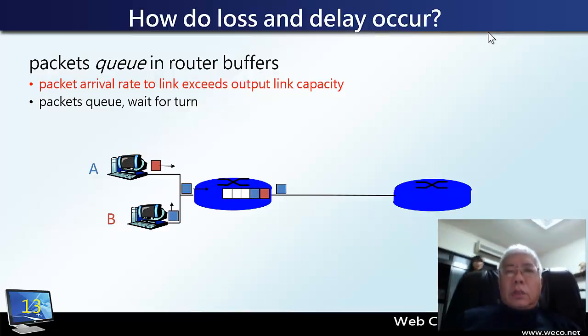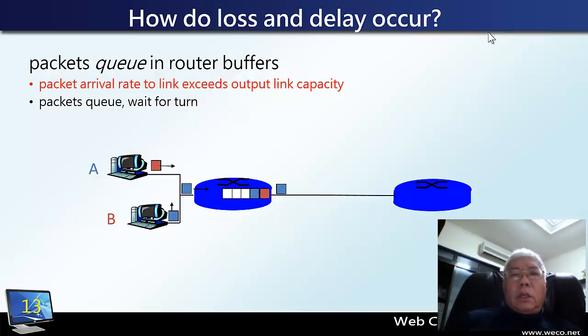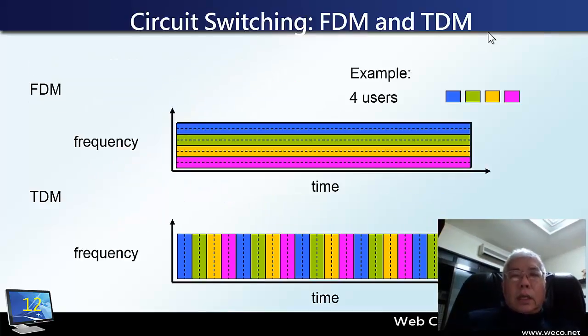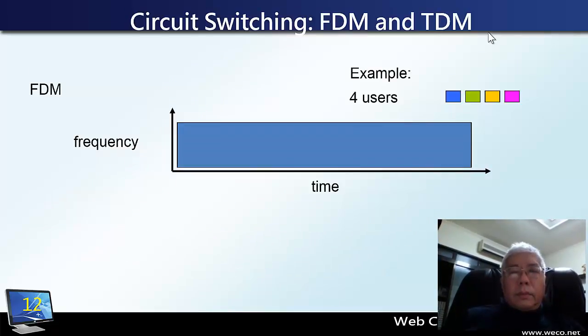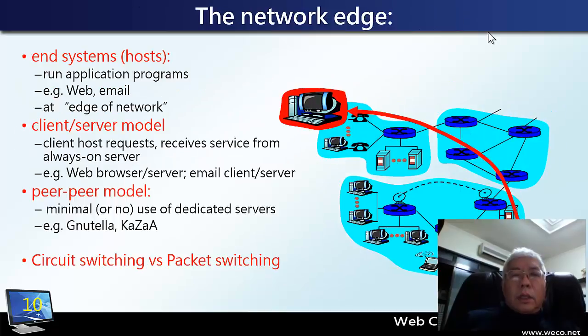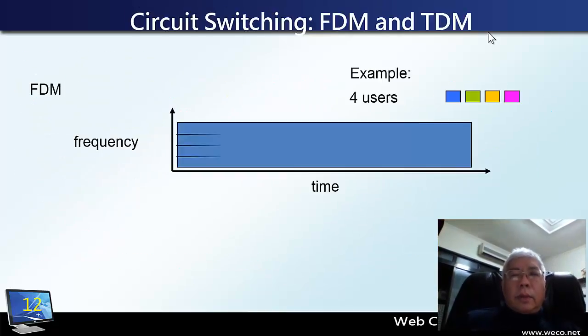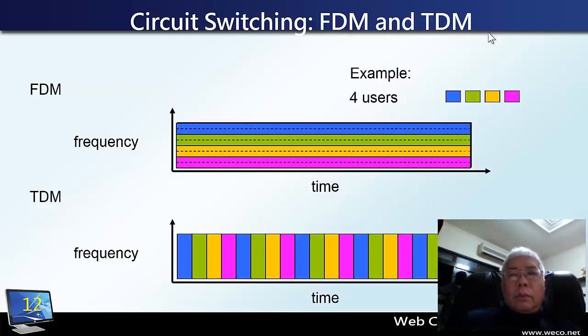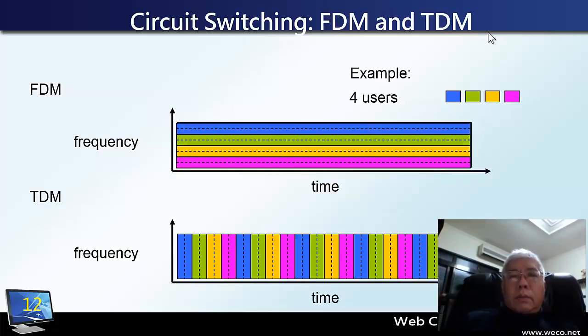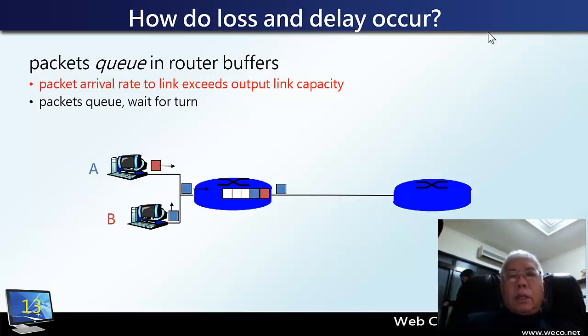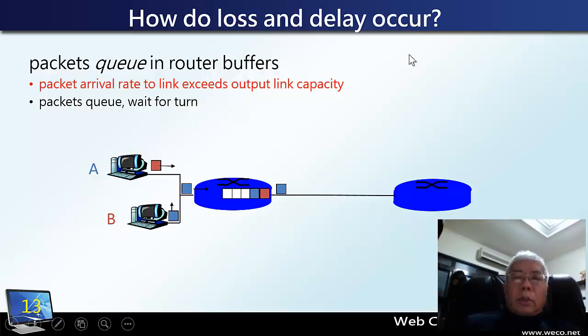And next, we'll look at how we measure loss and delay. And this is done in the packet switching scenario. Just now we had a circuit switching demo. Here in packet switching, which means that we don't really have a dedicated link.